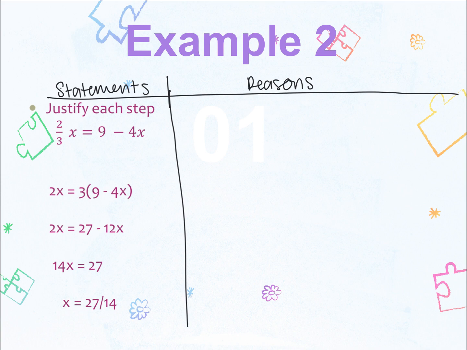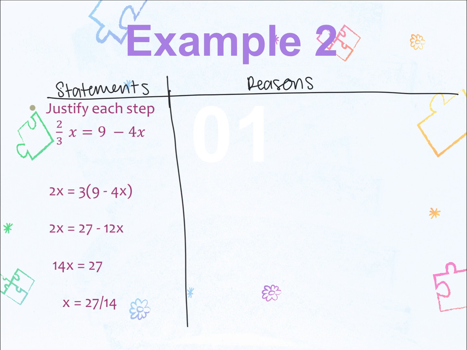So looking at this first one, 2 over 3 x equals 9 minus 4x. They want me to justify this. Okay, justify each step. So they solved it for me. It's already solved. I just need to be able to give the reasons on what did I do. Okay, what did I use to solve this?